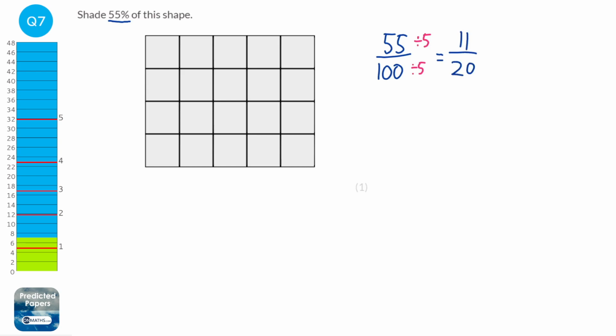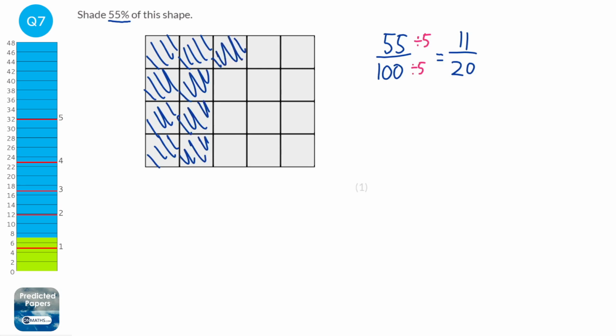Now in total there are 20 squares here, because there's 5 across and 4 down. 5 times 4 is 20. And if there's 20 squares and we're looking to shade in 11 20ths, it's just going to be 11 squares. So 1, 2, 3, 4, 5, 6, 7, 8, 9, 10, 11.